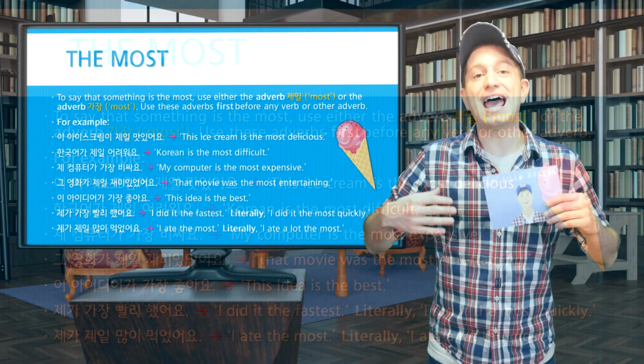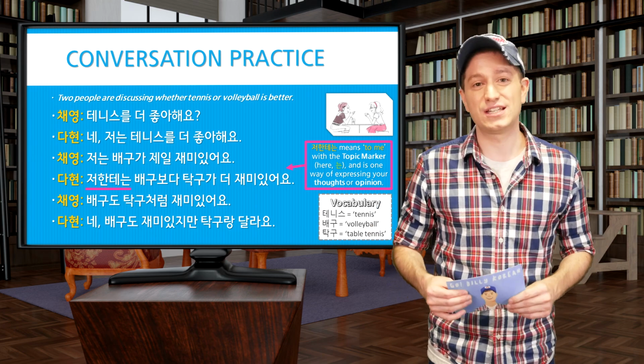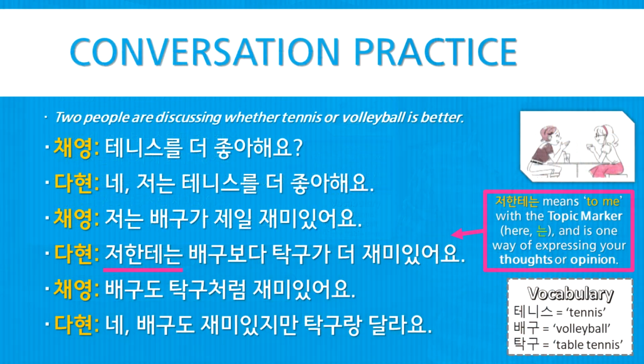Alright, so let's put everything that we've learned together into a conversation between two people, Chaeyoung and Tahyun, and they're discussing whether they think tennis or volleyball is better. First, Chaeyoung says, 테니스를 더 좋아해요? Do you like tennis more? 네, 저는 테니스를 더 좋아해요. Yes, I like tennis more. 저는 배구가 제일 재밌어요. For me, I like volleyball the most.